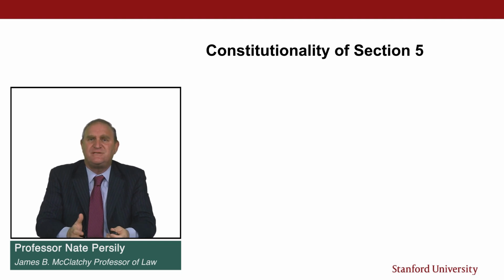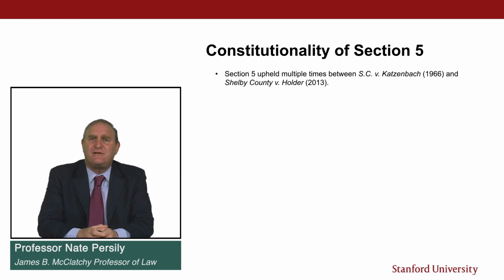The court upheld Section 5 and Section 4 of the Voting Rights Act multiple times between 1966 and 2013. And the standard of review that was applied in South Carolina versus Katzenbach was very deferential. So in 1966, the court applied the standard of review from McCulloch versus Maryland, which was basically a kind of rationality review standard where the ends were legitimate and any means that were rationally related to those ends were seen as within congressional power.